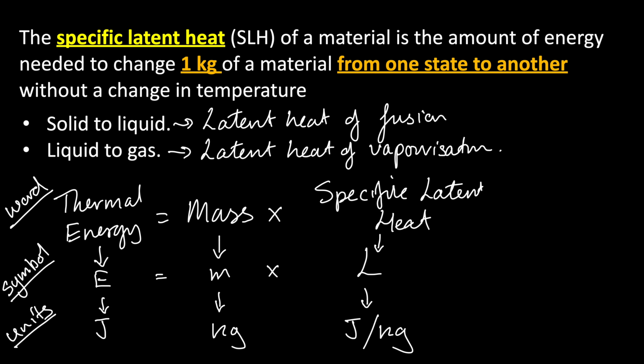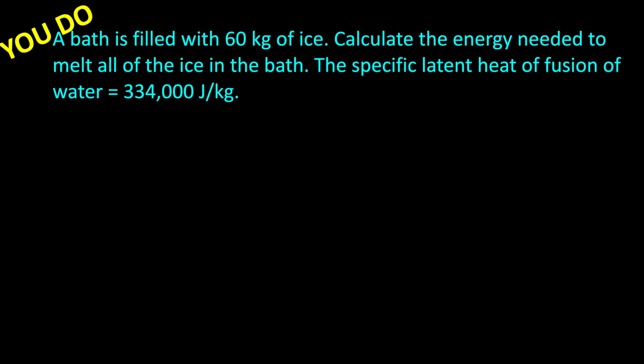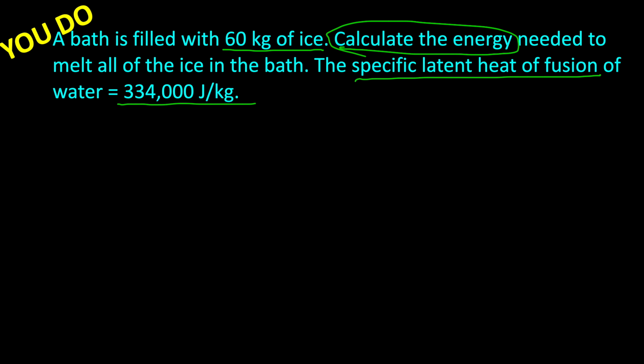Let's apply this equation to a question. Pause the video and have a go. So, in this question, a bath is filled with 60 kilograms of ice. Calculate the energy needed to melt all of the ice in the bath. The specific latent heat of fusion of water is 334,000 joules per kilogram.